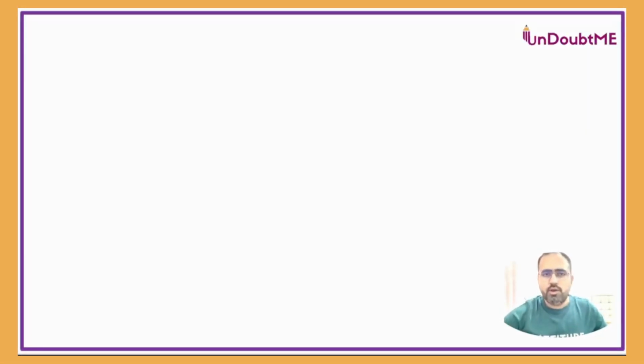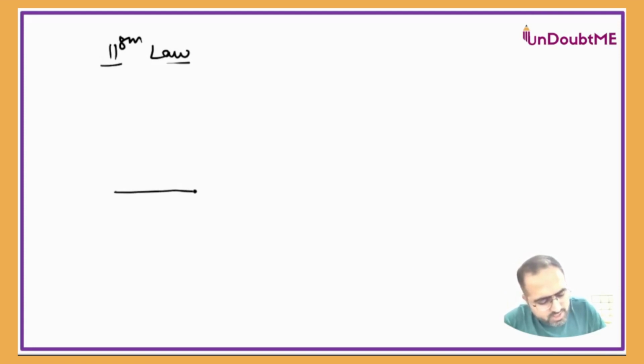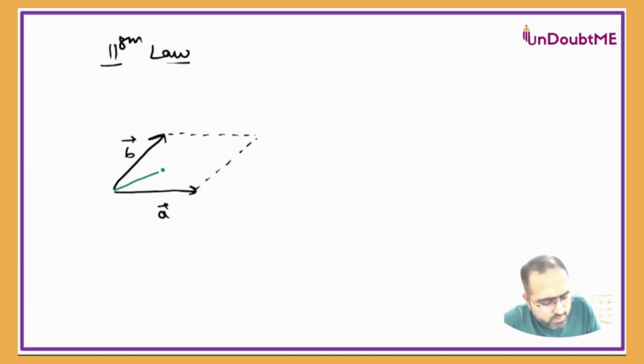Now, the parallelogram law is also for vector addition. So what do we see in a parallelogram? Let us understand. If there are two adjacent sides of a parallelogram represented by two vectors, then their resultant will go along the diagonal of that parallelogram. Their resultant C will go along the diagonal of that parallelogram.